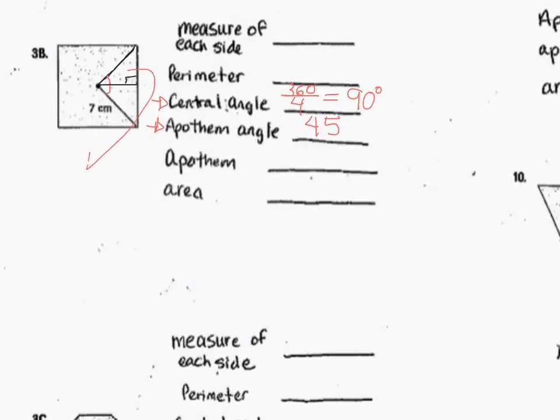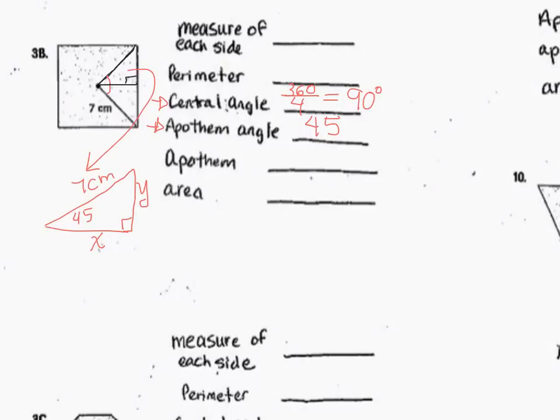So basically, let me make this a bigger triangle. This is what I have. I have the 45. I have the hypotenuse, which is 7 centimeters, and I don't know the apothem, and I don't know the length of the side. So which of the two do you want to find first? We can find any one of the two. What do you want to use? Depends what you want to use.